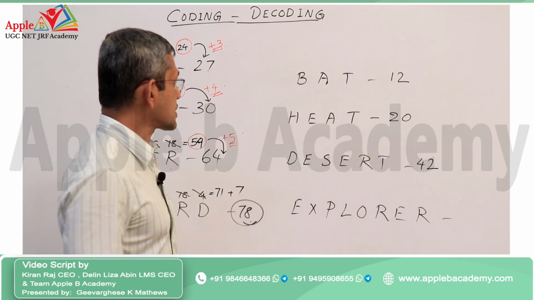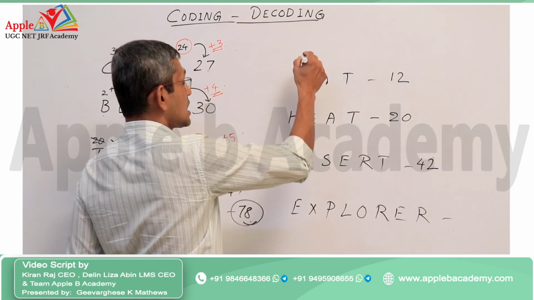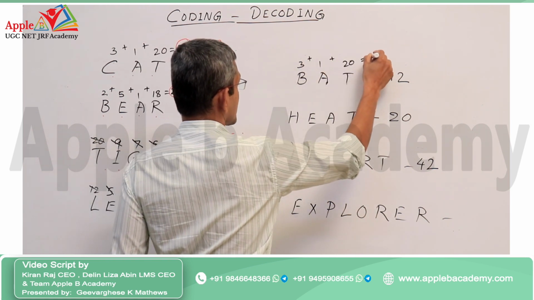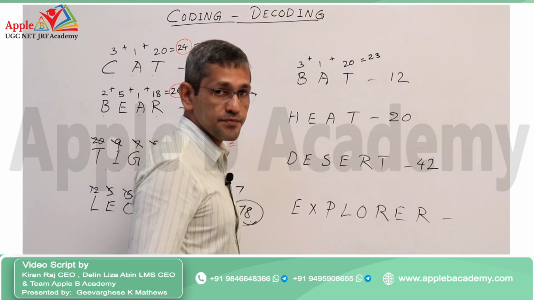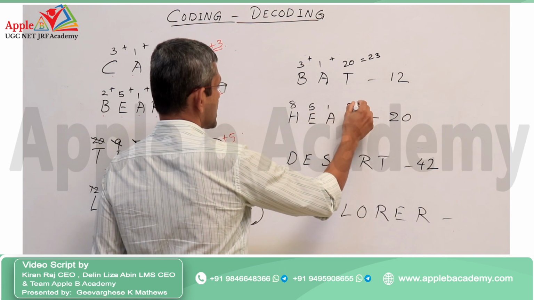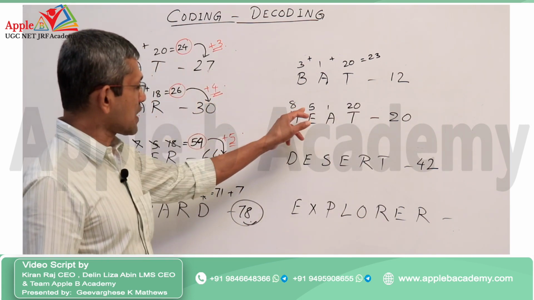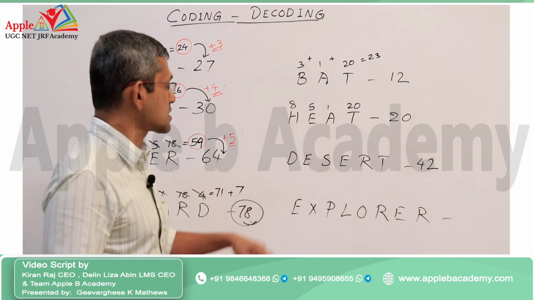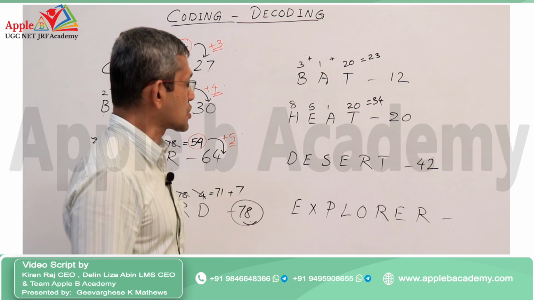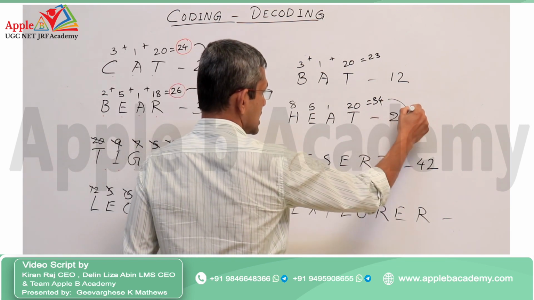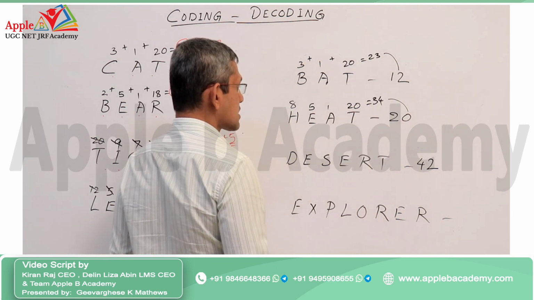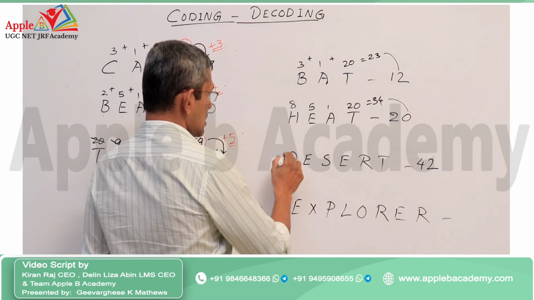So bat is 12. If you try the same method here, the letters are 3, 1, and 20. When we add them, we get 23, and what we have is 12 here. In this case, heat is 8, 5, 1, and 20. 8 plus 5 is 13, plus 1 is 14, and 20 plus 14 is 34. So 34, and this is 20. The difference is 14, and this difference is 11.